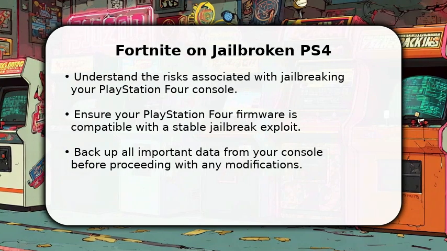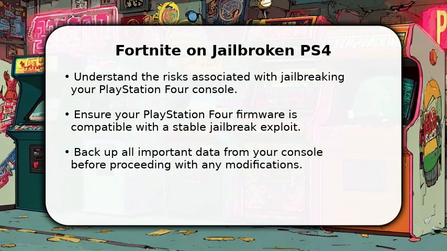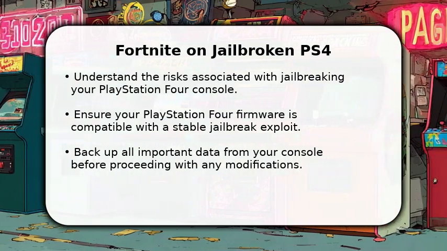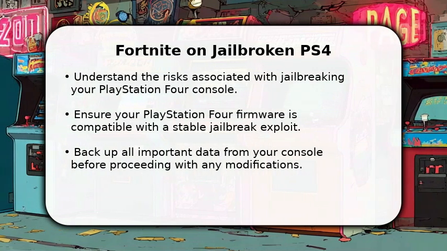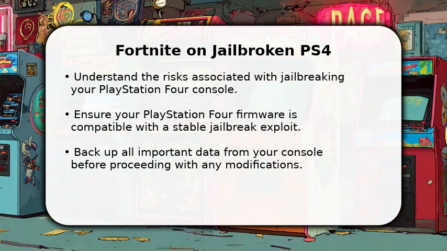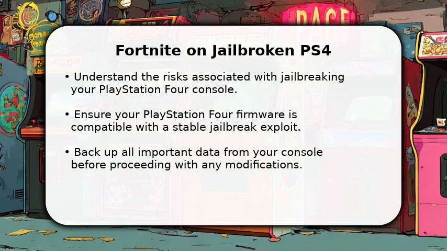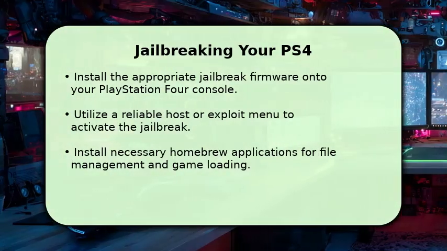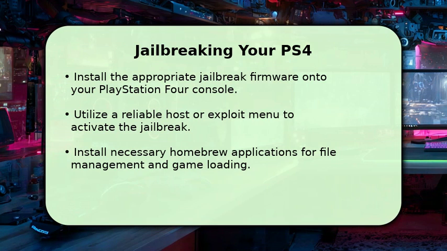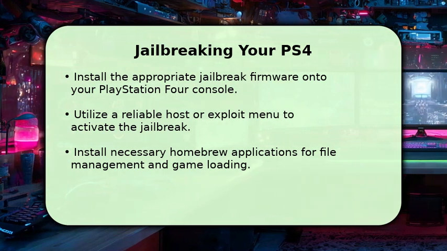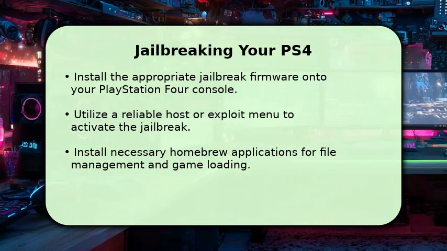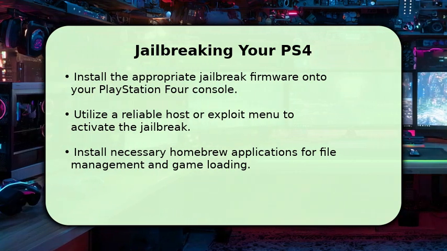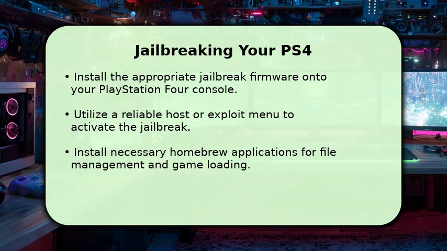Always back up your console's data to an external drive, which could be a USB stick or an external hard drive, before attempting any system modifications. This step is vital for data preservation. Once you've prepared your console, the next step involves installing the custom firmware. This typically requires a USB drive formatted to FAT32, containing the specific jailbreak files.